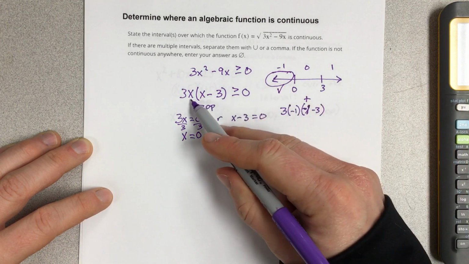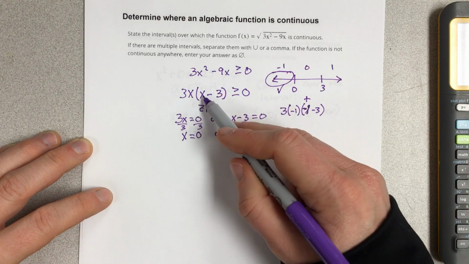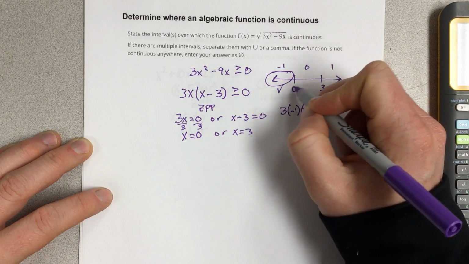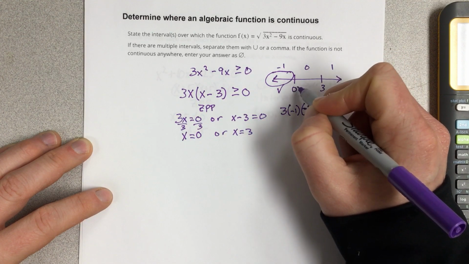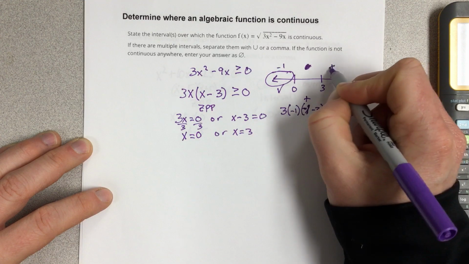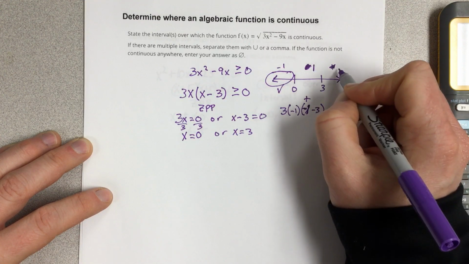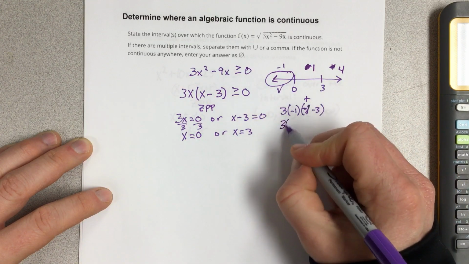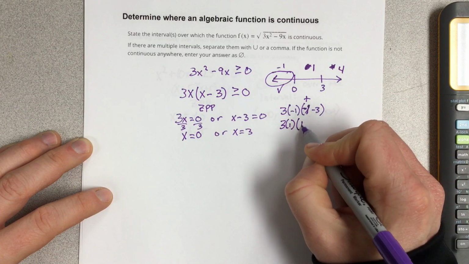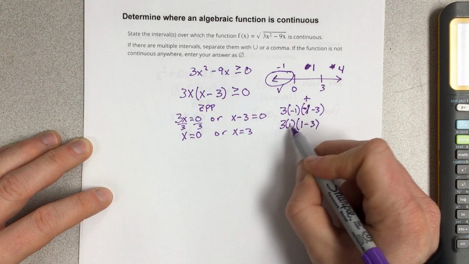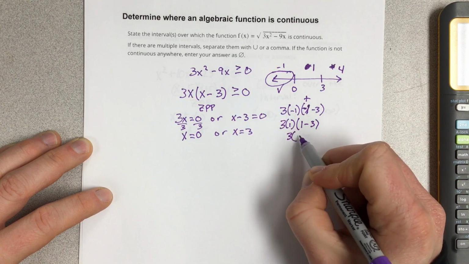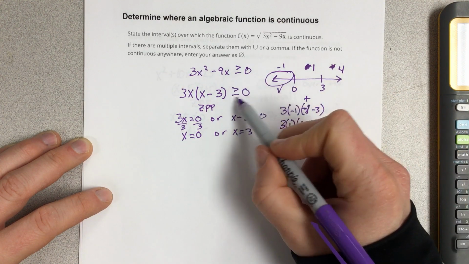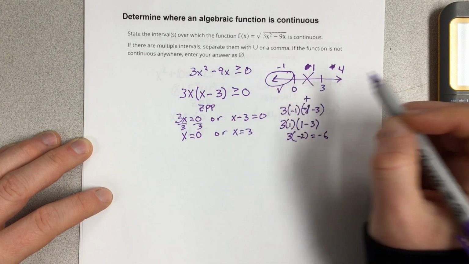If I plug in 0, I get 0 times 0. Oh, I can't plug in 0. 0 is one of my zeros. So I'm not going to plug in 0 and 1. I'm going to plug a 1 in there and a 4 in here. So I plug in 1. I get 3 times 1, times 1 minus 3. That's a positive 3 times a negative 2. So that would be a negative. So it has to be greater than or equal to 0. This area does not work.